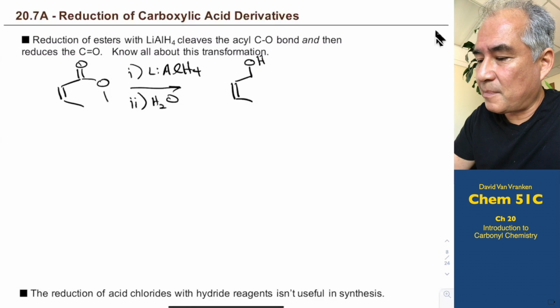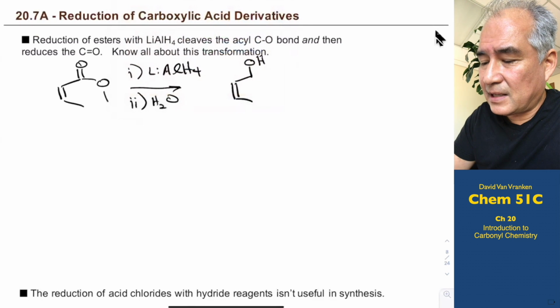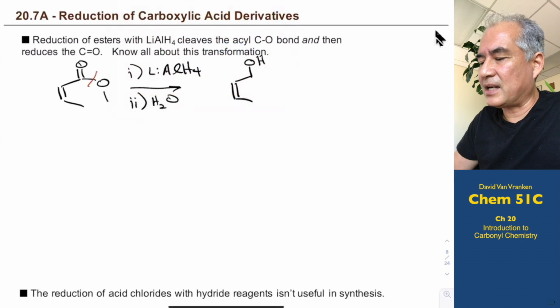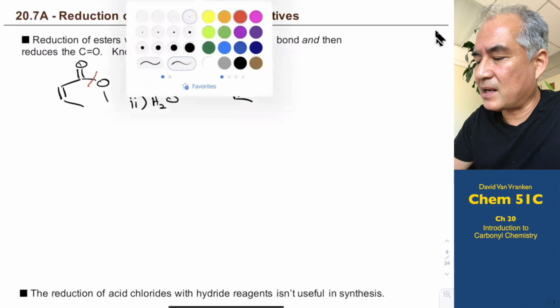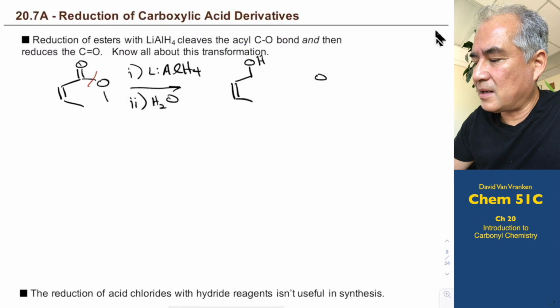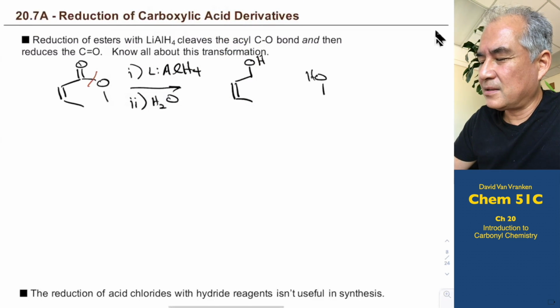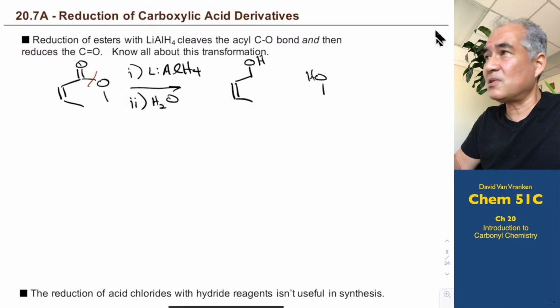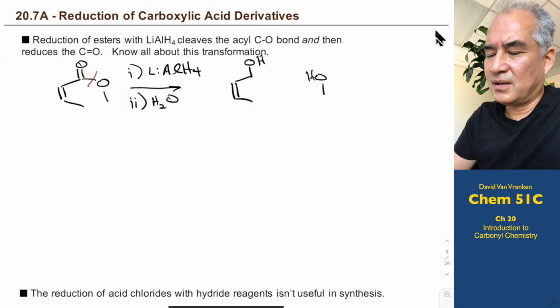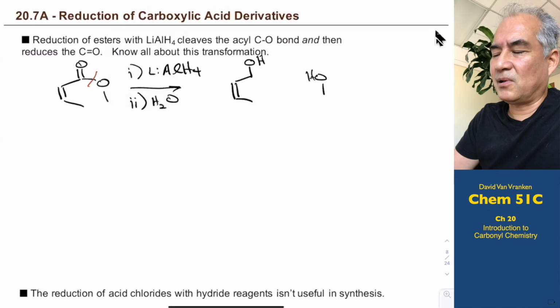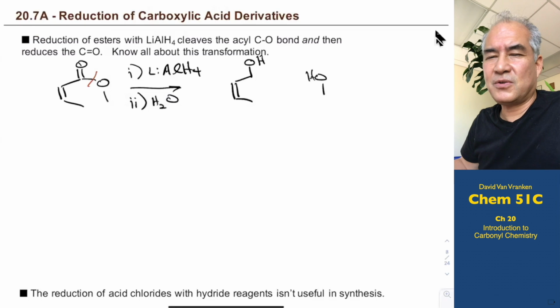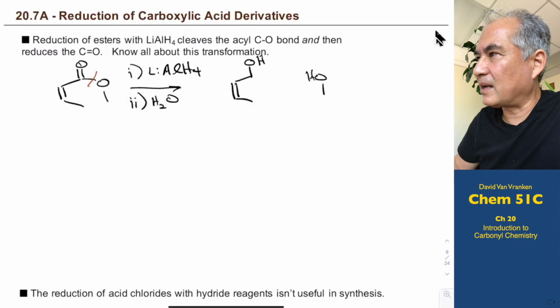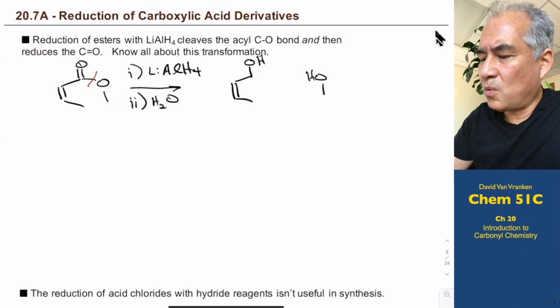Let me go ahead and draw the bond that gets cleaved. It cleaves this bond just like the DIBAL-H did. So you end up with methanol as a byproduct in that process. If it was an ethyl ester, you would end up with ethanol as a byproduct. And usually you do this with a methyl or ethyl ester because you're usually trying to evaporate away the methanol or ethanol. That's typical.